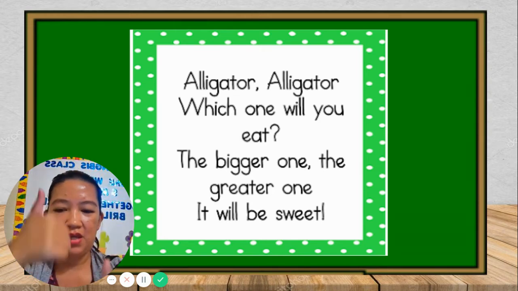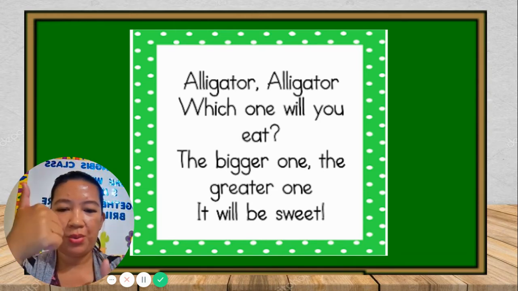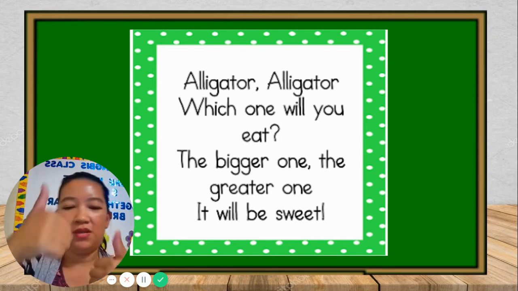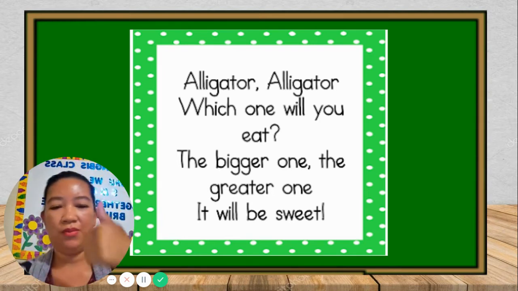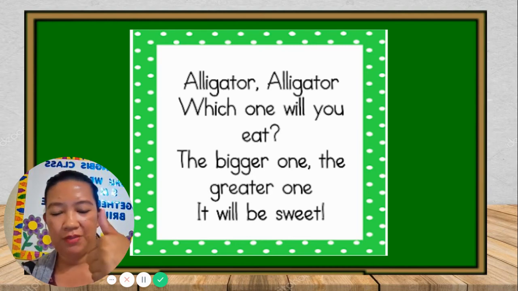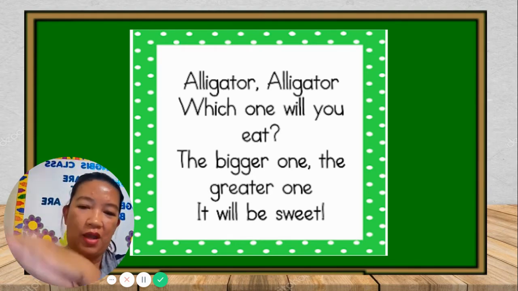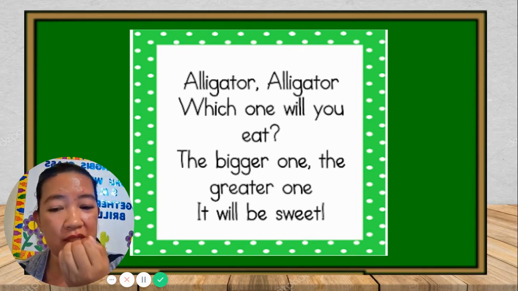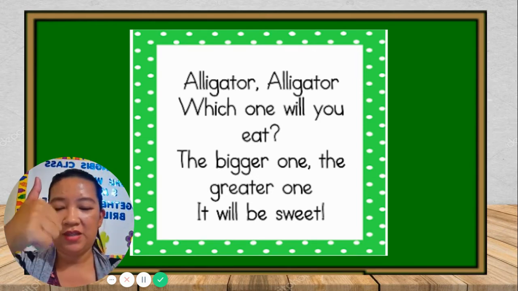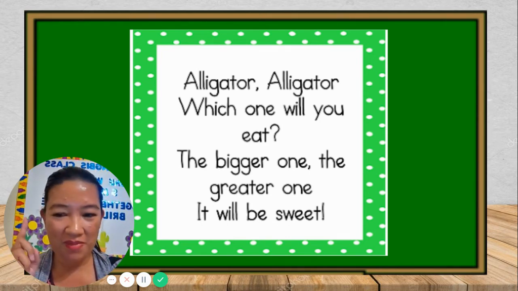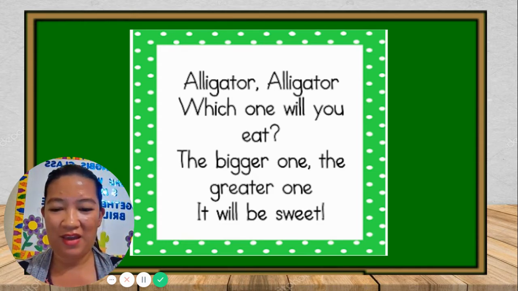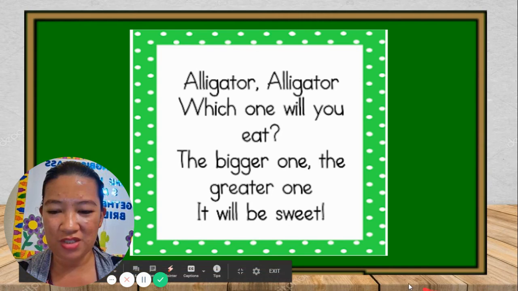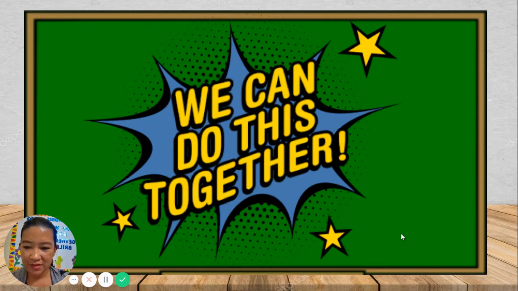Let's do this, okay? As if the alligator is making choices. Ready? The bigger one, the greater one, it will be sweet. Okay, one more time. The bigger one, the greater one, it will be sweet. Okay? Alligator, alligator, which one will you eat? The bigger one, the greater one, it will be sweet. Okay, always remember the alligator is always hungry. Okay, good job, everybody, with the chant. Remember, the alligator is always hungry.